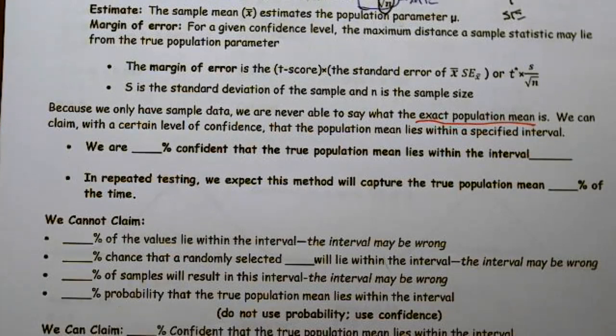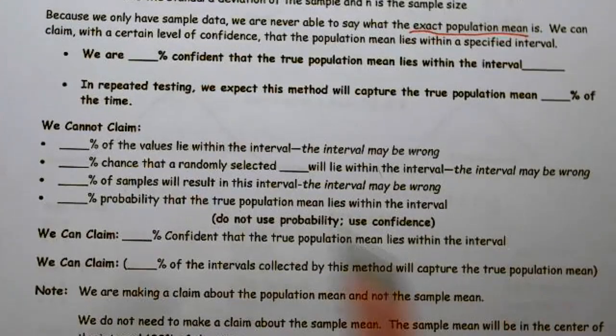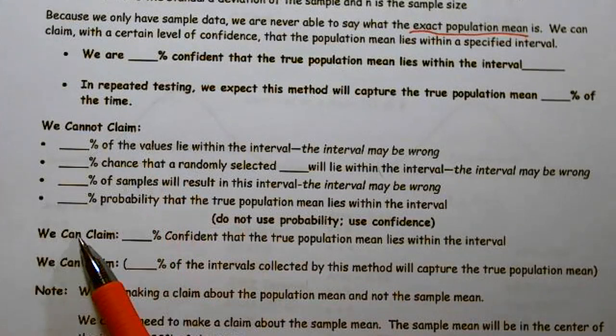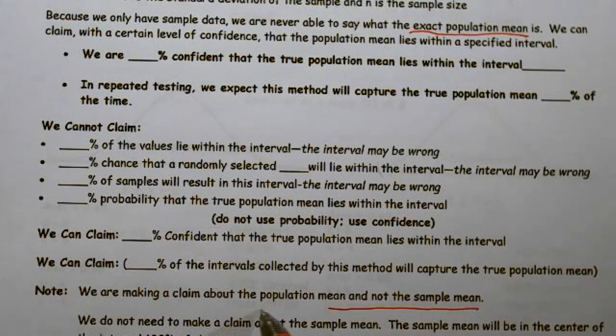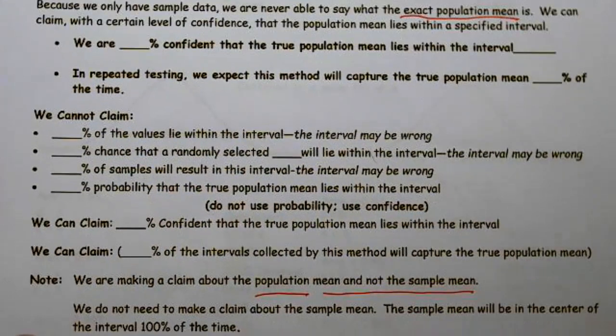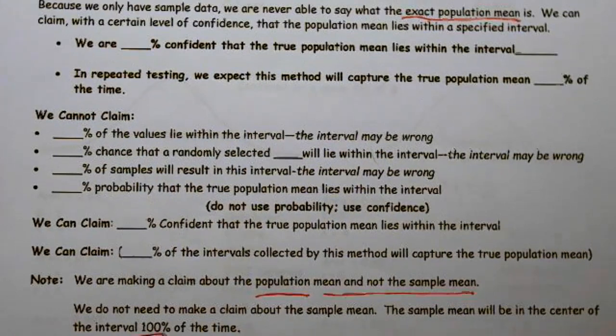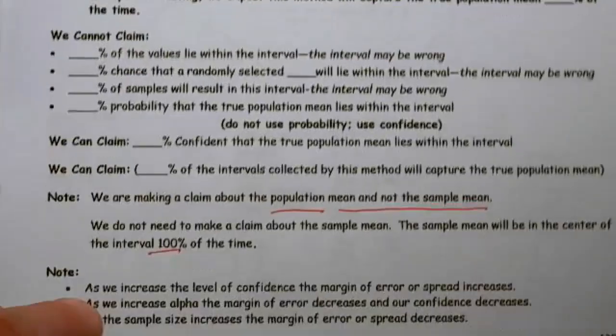All right. Please note, this is the list of things we cannot claim. This we just said. But please note, we are making a claim about the population mean and not the sample mean. In other words, we don't need to make a claim about the sample mean because the sample mean will lie in the center of the interval 100% of the time. All right. And another couple things that you should note.